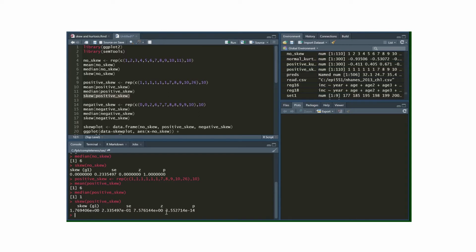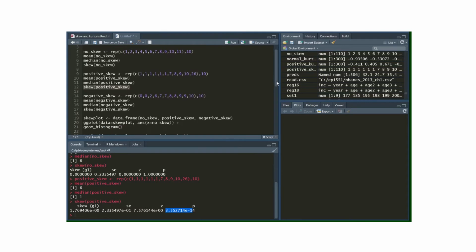And if we look over at P, we see that it's 3.55 e minus 14. So this is 0.000000000, however many zeros, until we get to 14, 35527. So this is a very tiny number. Okay, so that is how scientific notation is expressed in R.